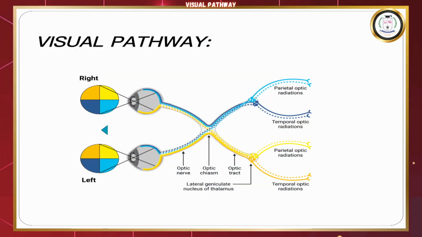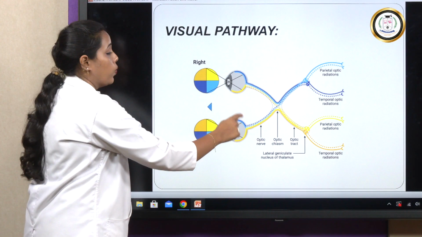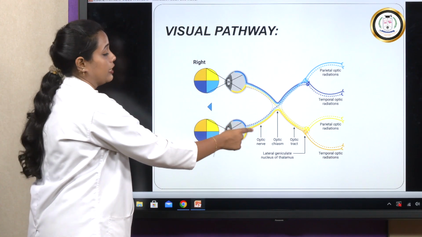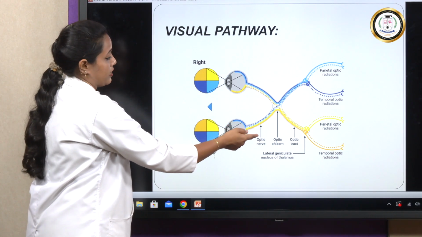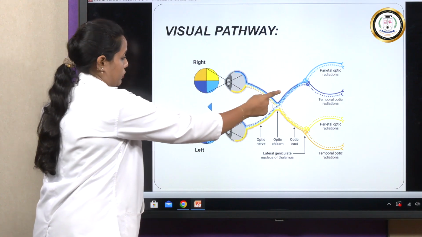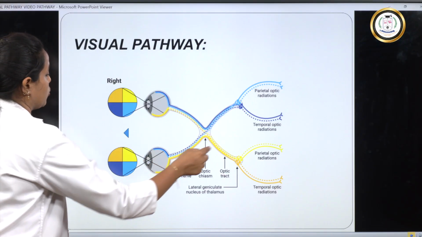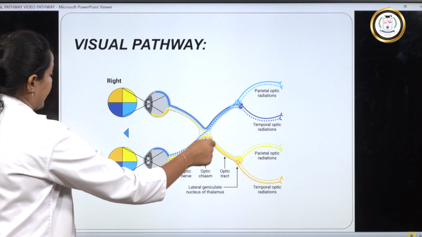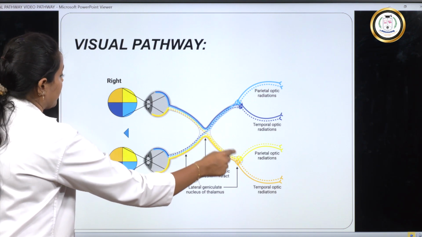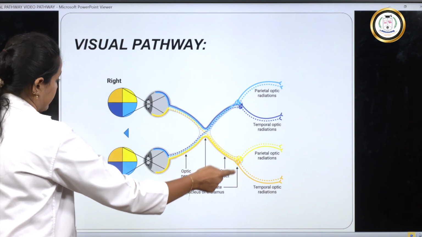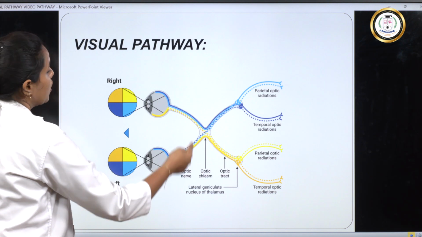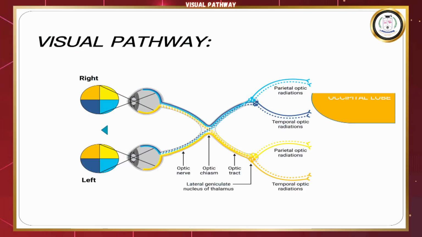And after crossing, we have the optic tract. This optic tract is formed by one half of ipsilateral fibers and the other half of contralateral fibers. The same thing happens here also. Some fibers of the optic tract will be going to the lateral geniculate nucleus, and there we have structures called the superior colliculus and pretectal nucleus, and most of the fibers will be going to the occipital lobe.